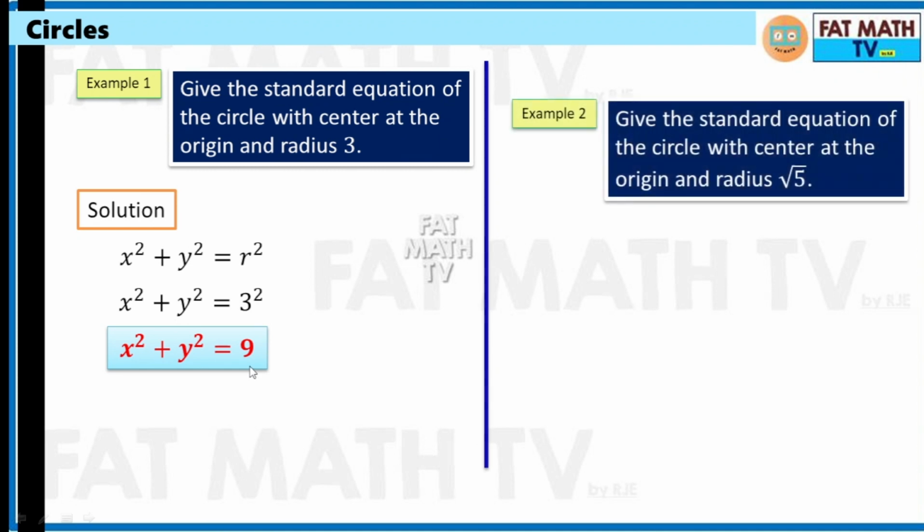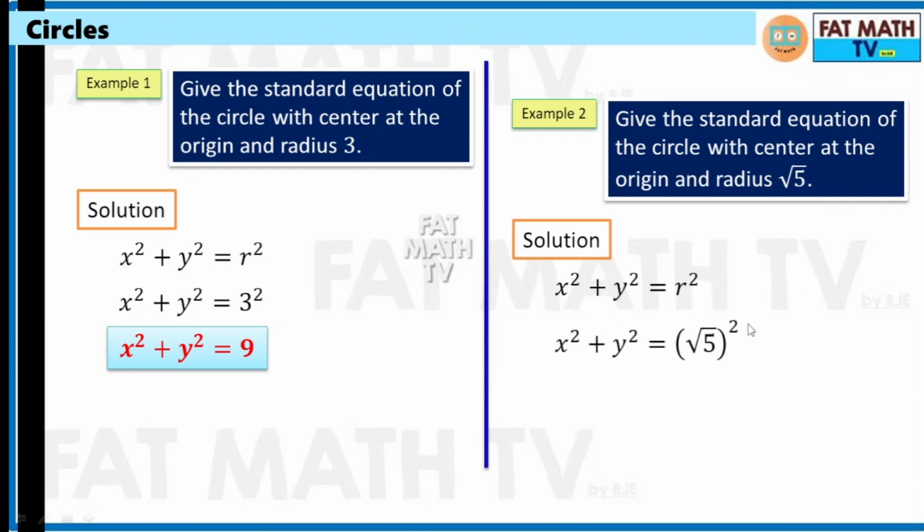Another example. Give the standard equation of the circle with center at the origin, same center, and radius square root of 5. You will have x squared plus y squared equals r squared again, and r is square root of 5. The square of the square root of 5 is 5, because the square root and the square just cancel each other, since square root is exponent 1/2. Or you can have square root of 5 times square root of 5, that is square root of 25, and the square root of 25 is 5.